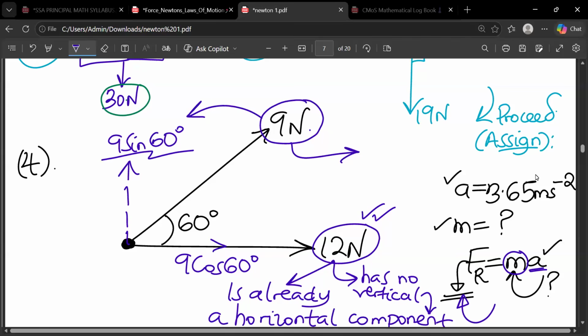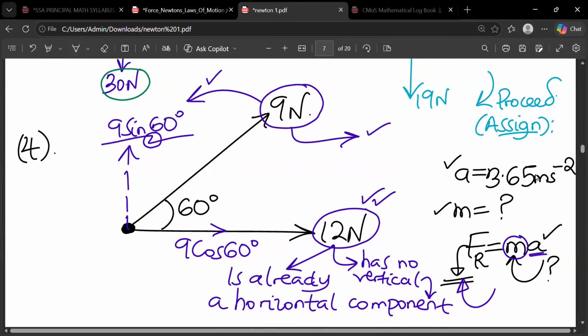So 12 is already horizontal, has no vertical component. But this 9, you can resolve it vertically and horizontally. When you compress the 60, you have 9 cos 60. When you resolve it vertically, you have only and only 9 sin 60. I don't know if people are getting that. Do you people get that? Because now the diagram is going to change to what we want.